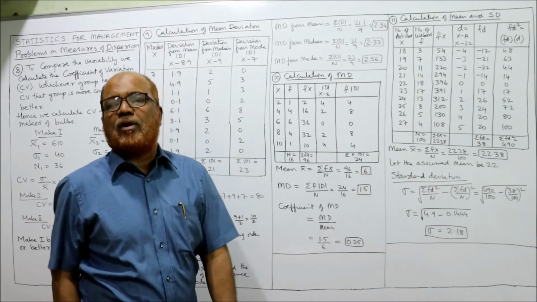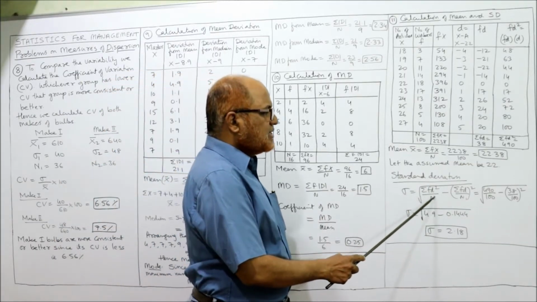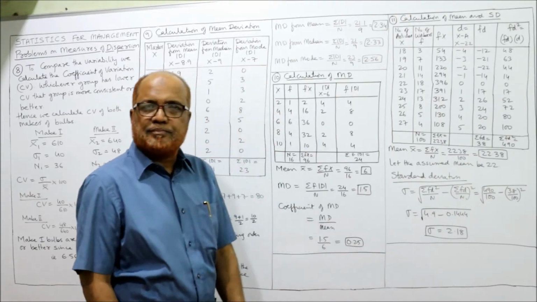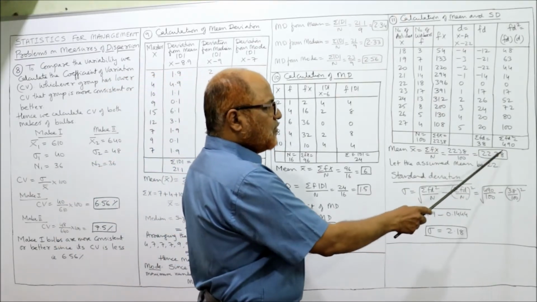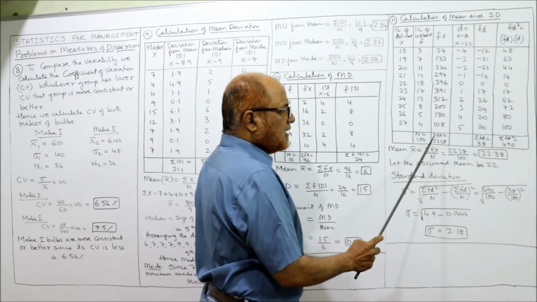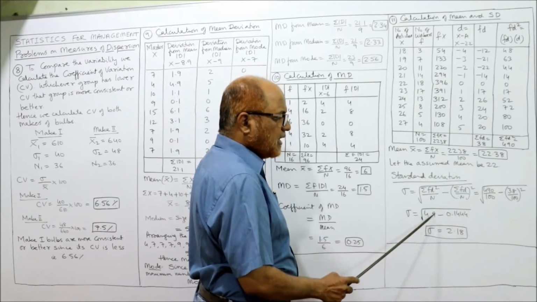Now the standard deviation formula. Already in the previous problem we have applied the formula. Sigma is equal to square root of summation fd square by n minus summation fd by n whole square. fd square is 490. 490 by 100 minus fd is 38, 38 by 100 whole square. So 490 by 100 is 4.9.